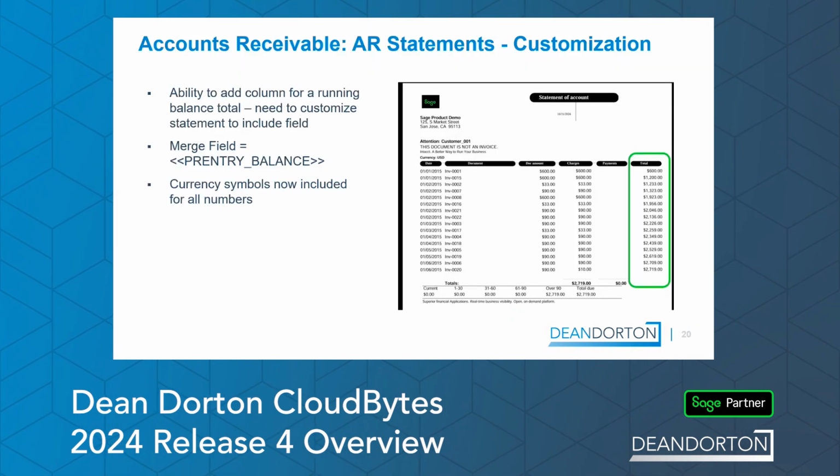All right, so accounts receivable. Let's talk about some AR stuff. You now have an ability to add a column on your AR statements for a running balance total. You will need to customize the statement to include the field, but you are able to do that now. There is a merge field in here now. All you really have to do is drag it out onto the form, get everything situated and squared up again, and you'll have that running balance field out there.